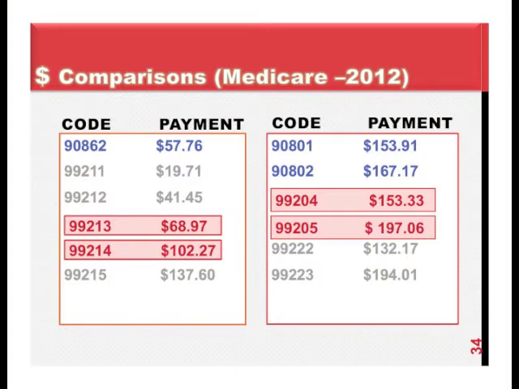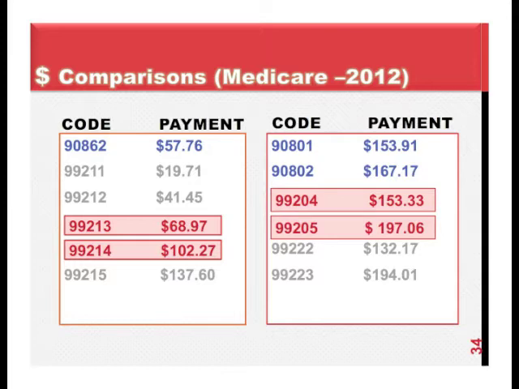But anyway, let's look at the comparison. Now, this is going to be based on 2012 data. So what you'll see, 90862 paid you $57.76 Medicare dollars. Okay, if you use 99213 and 99214, which we think covers the bulk of psychiatric medication management, you would get $68.97 or $102.27 for basically delivering the same service.